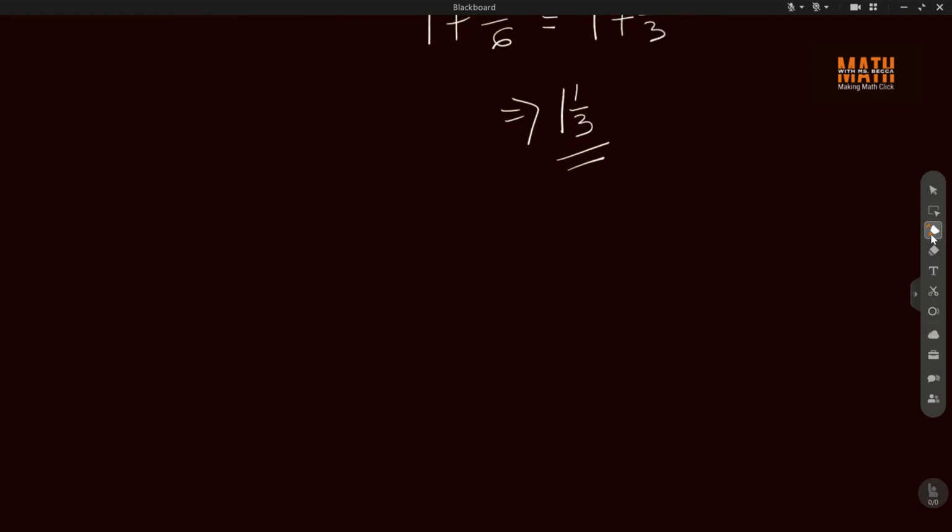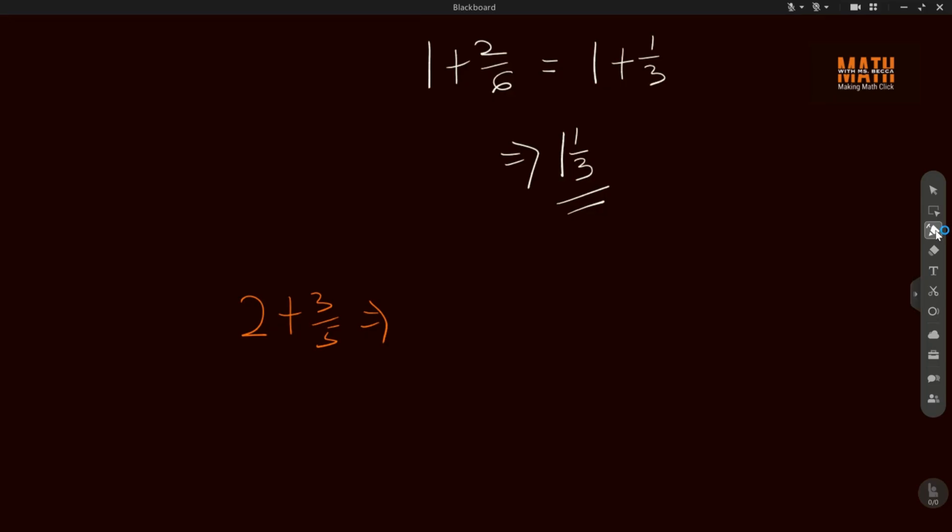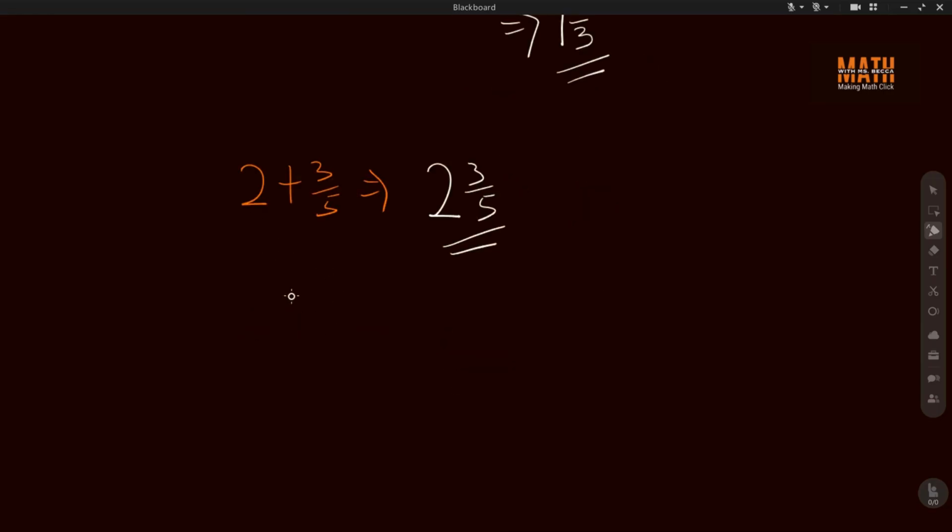Now, what if we are to add a whole number and a fraction? That is, if we have 2 plus 3 over 5, just as I explained in the previous example, all you have to do is to put them together. So 2 plus 3 over 5 will give 2 whole number 3/5. That is because 2 here can also be expressed as 10 over 5 since the denominator here is 5. So 2 can be expressed as 10 over 5 plus 3 over 5, and when we add 10 plus 3, this gives 13 over 5.